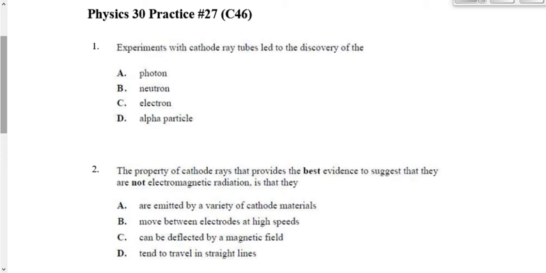Number one says, experiments with cathode ray tubes led to the discovery of the... this should be a pretty straightforward question for us, right? What's the answer? It's going to be electrons, right? Cathode ray tubes led to the discovery of electrons, because that charge to mass ratio was really, really big. The mass had to be really, really small, smaller than the mass of any atom.